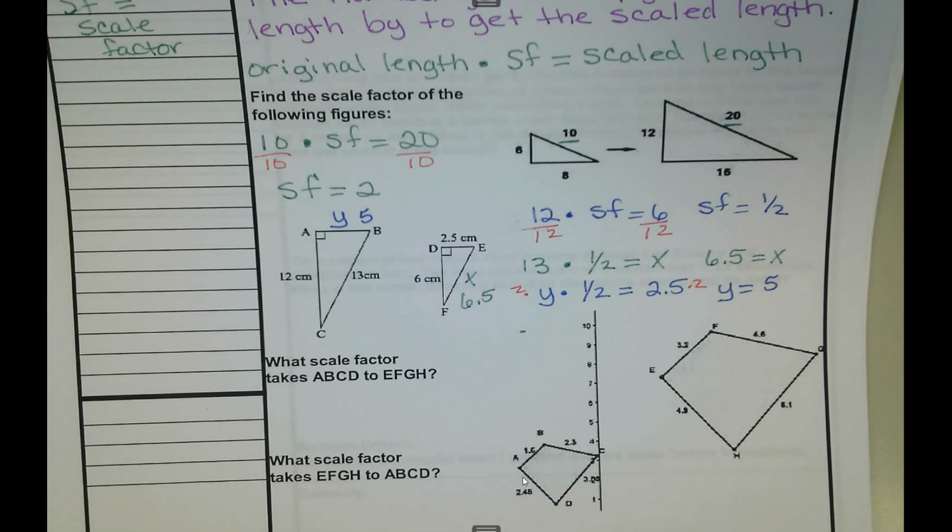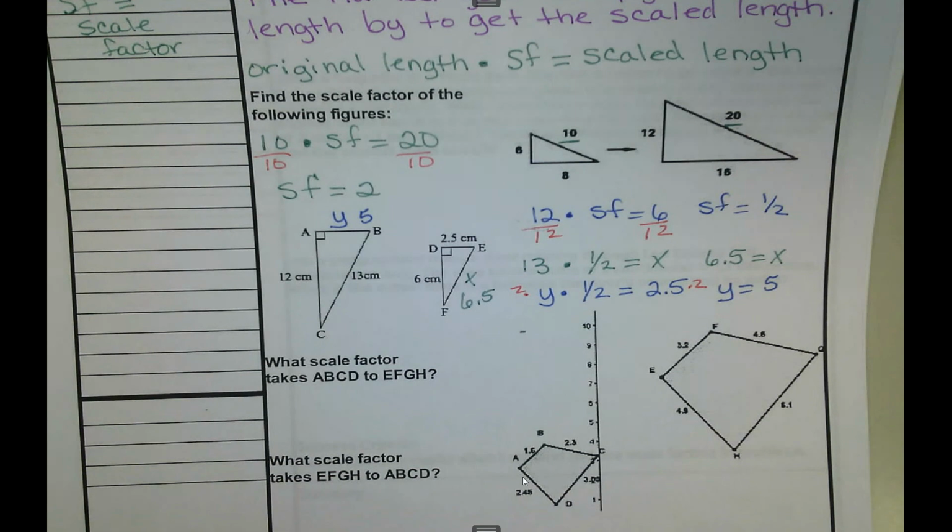Okay, any questions about how you put together corresponding sides to find your scale factor? Original times your scale factor equals your scaled length. That's what you do to find your scale factor.